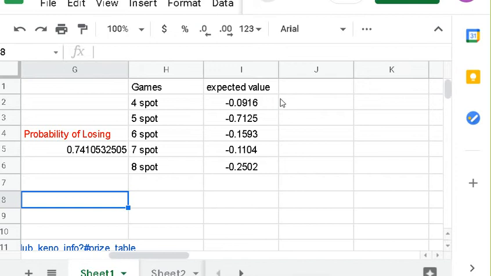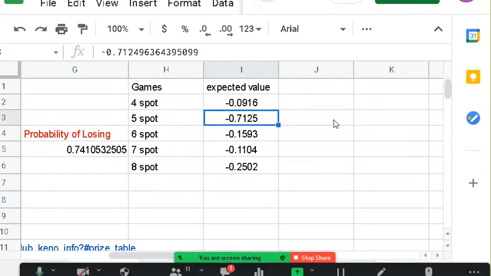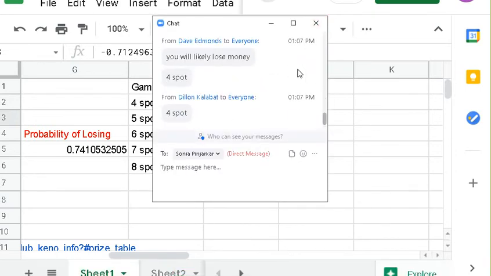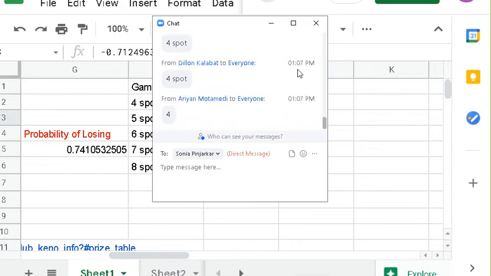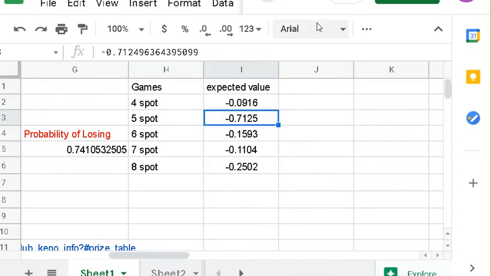Which game would you play? The 4 spot, 5 spot, 6 spot, 7 spot, 8 spot. Which game do you want to play? I've got to vote for this 4 spot. Somebody in my morning class said the 5 spot. Who's right? 4 spot or the 5 spot? Do you want to play the 4 because it's the smallest? You want to pick the 5 because it's the largest? Yeah, I want to play the 4 spot. Thank you, Dylan and Arian and Dave. Thank you one and all.